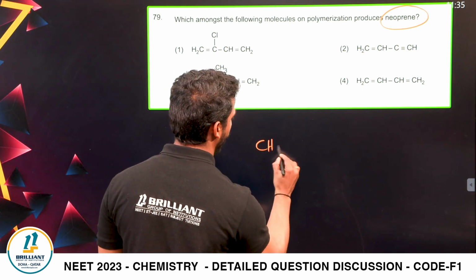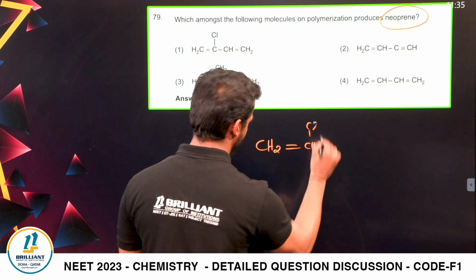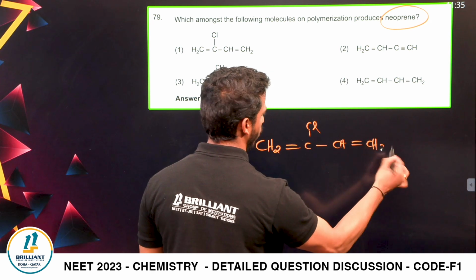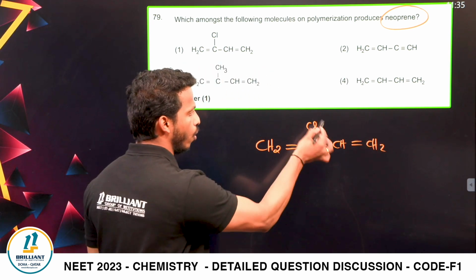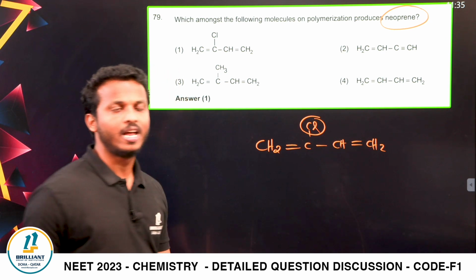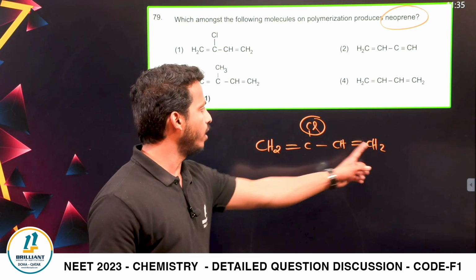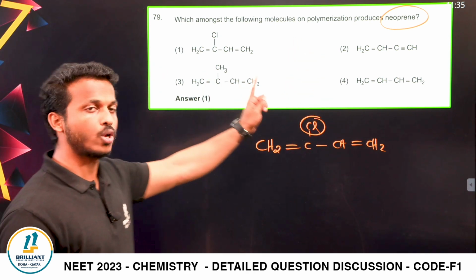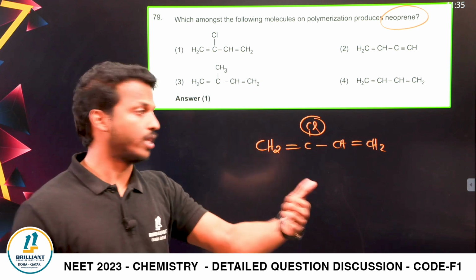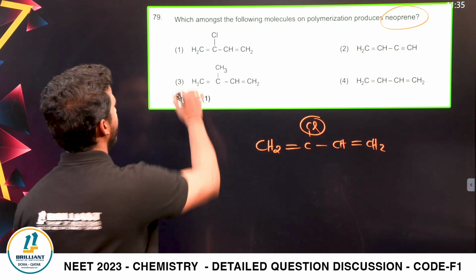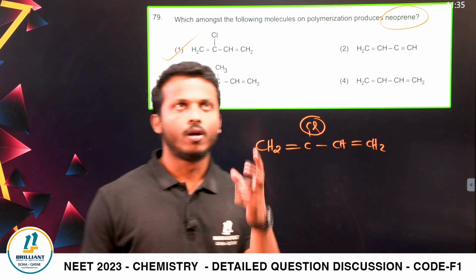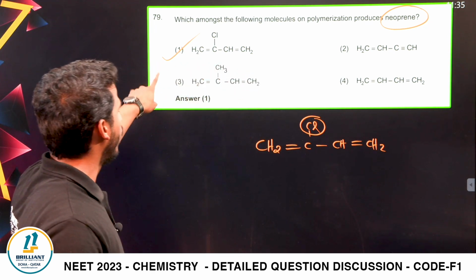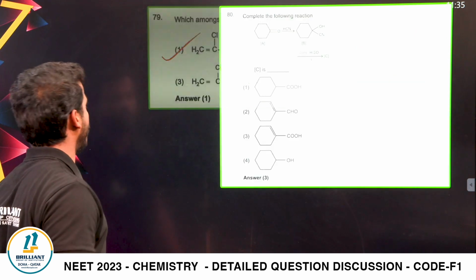What is chloroprene, dear all? CH2 double bond CH, sorry, CH double bond CCl, then CH double bond CH2. What is this compound, dear all? 2-chloro-1,3-butadiene. It is the monomer of which one? Neoprene. Neoprene is also called polychloroprene, where the monomer is chloroprene. So what is the answer? First one. If you know the name, neoprene is also called polychloroprene. Option number 1, polymer chapter.